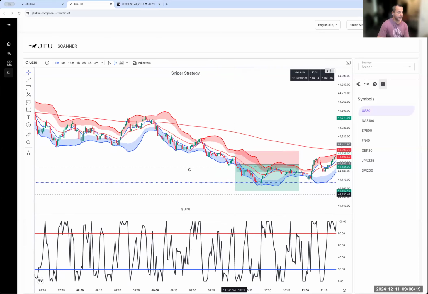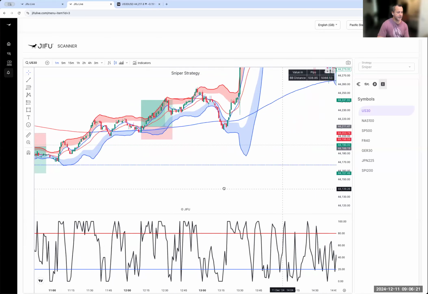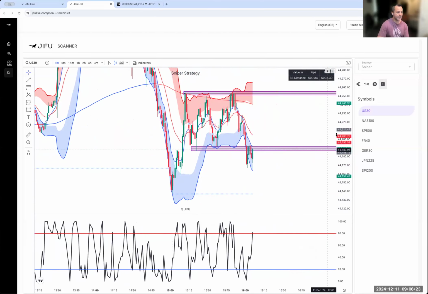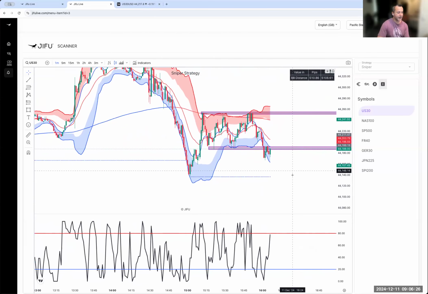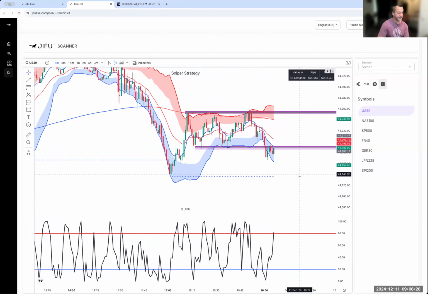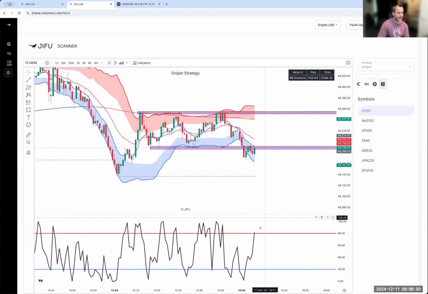All right, so that's it for me. Let's just go see what we're doing over here, see if anything's happened. Okay, so we finally got a breakout here, and we're now getting to a potential entry, right? So we're getting close to being overbought.